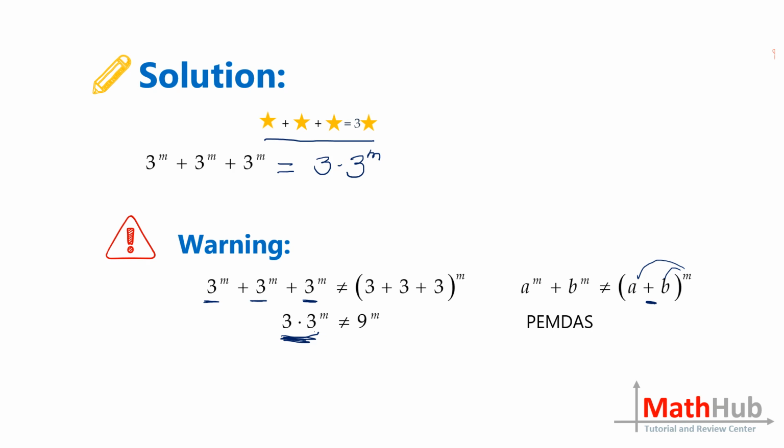Okay? So now, let's simplify 3 times 3 to the m. What is that equal to? You have the same base 3. So copy the same base 3 and then add the exponents. 1 plus m. There you go.